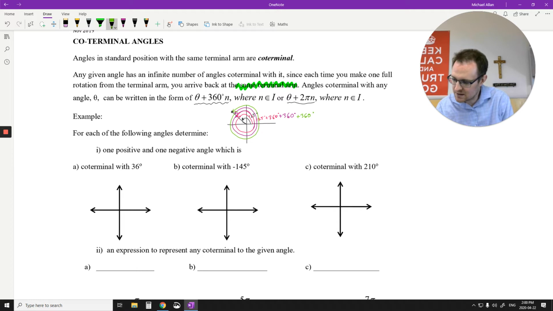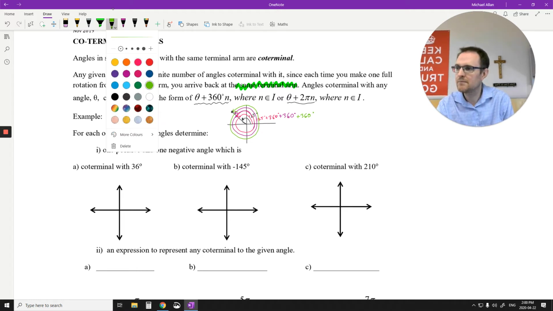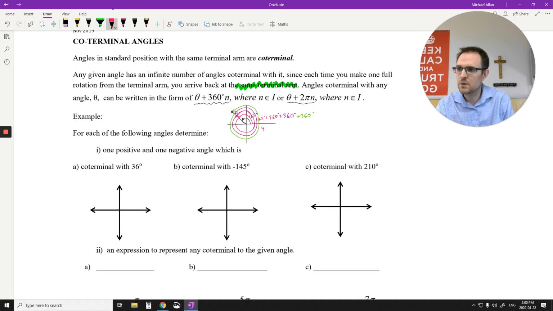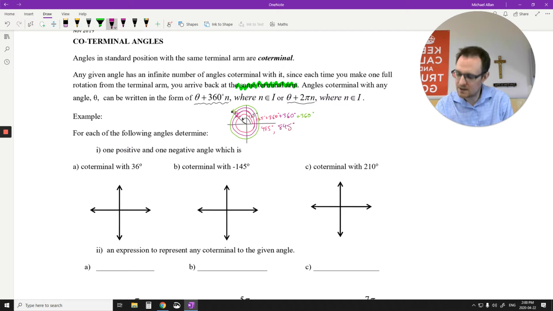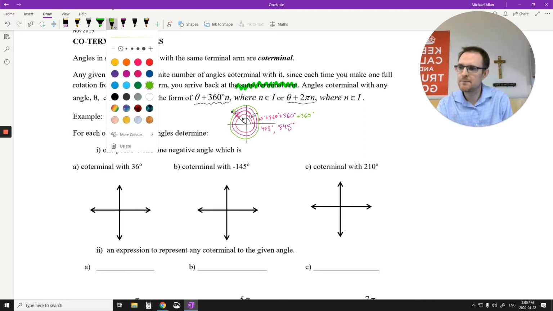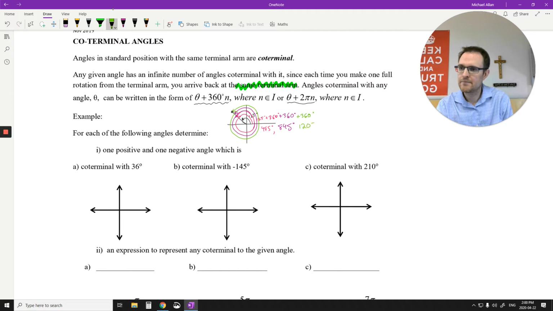125 plus 360, 485. So that would be the pink one there. Pink one's 485. Another one after that, so just add 360 to this one. So the purple one would be 845, and then I'm going to add another 360 to that, and I get 1,205. So all of these are coterminal to each other because all I did was just add 360.